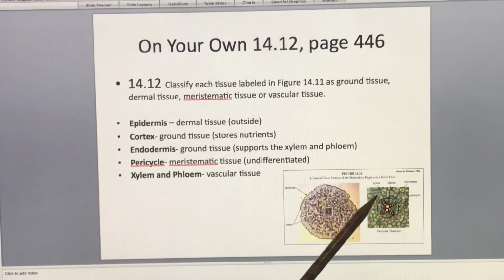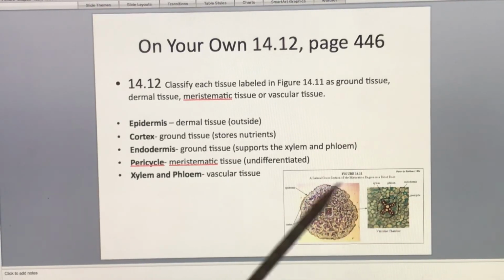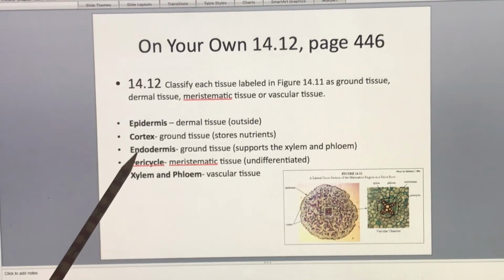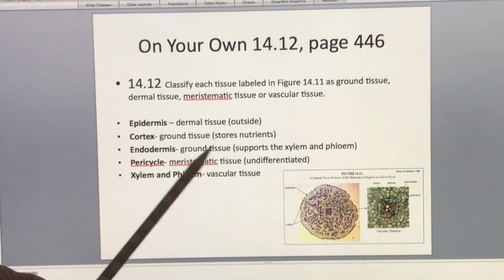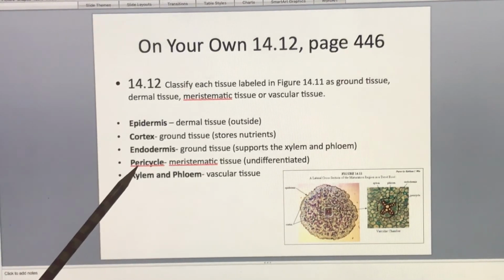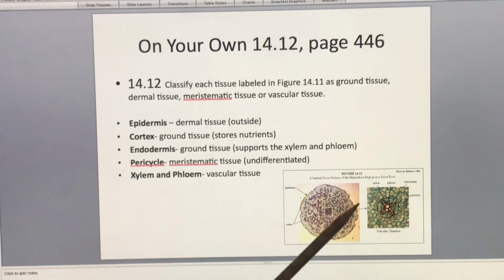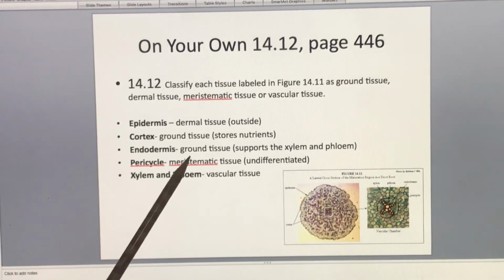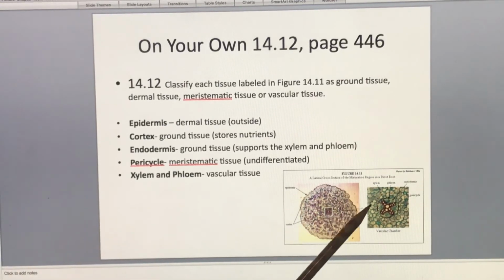Then the endodermis, as we mentioned, is here. It supports the xylem and the phloem, so that's also considered ground tissue. The pericycle is over here. That's meristematic tissue. It's undifferentiated. And the xylem and the phloem is the vascular tissue. That's labeled here. The xylem is transporting water, and the phloem is transporting food or other nutrients.